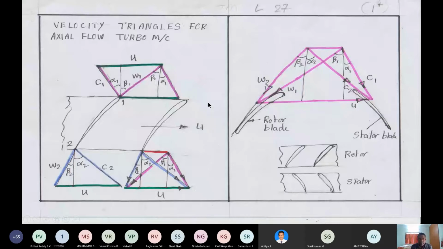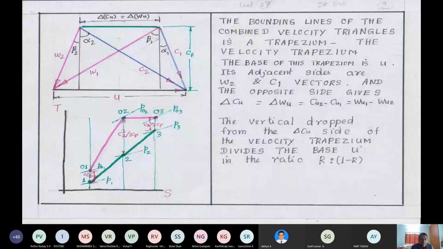Now you can generally see the velocity triangles. The combined velocity triangles are the velocity trapezium, and the corresponding thermodynamic diagram, the TS diagram. So I should say this is for the momentum considerations. The TS diagram is for energy considerations.